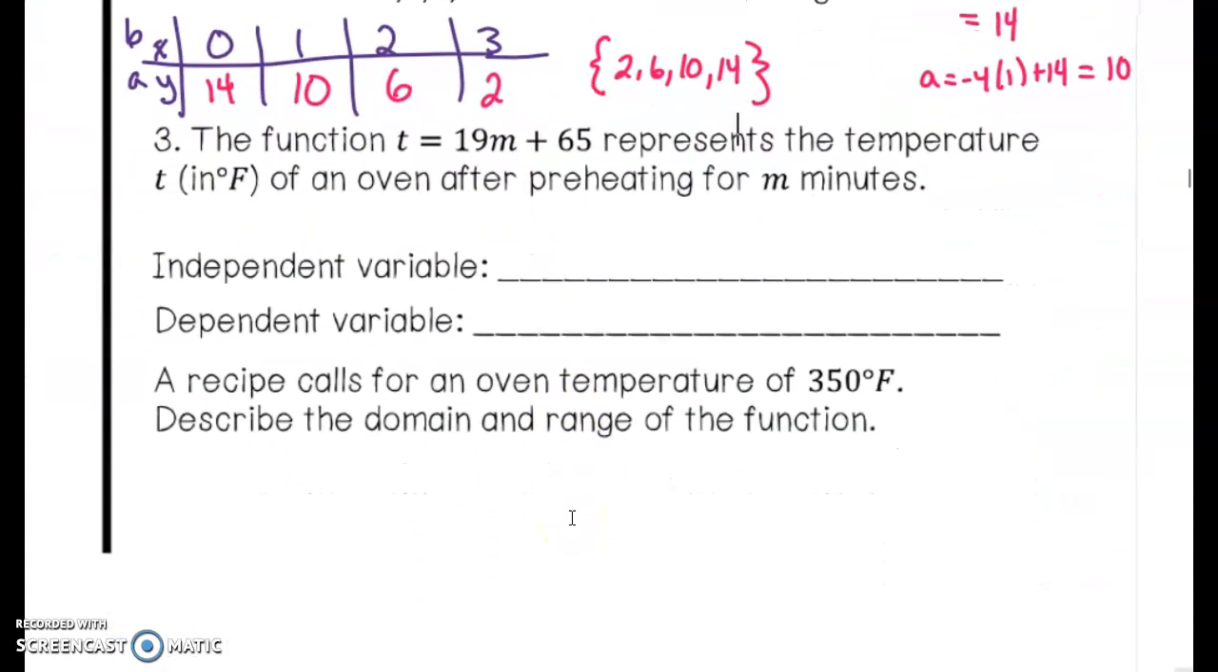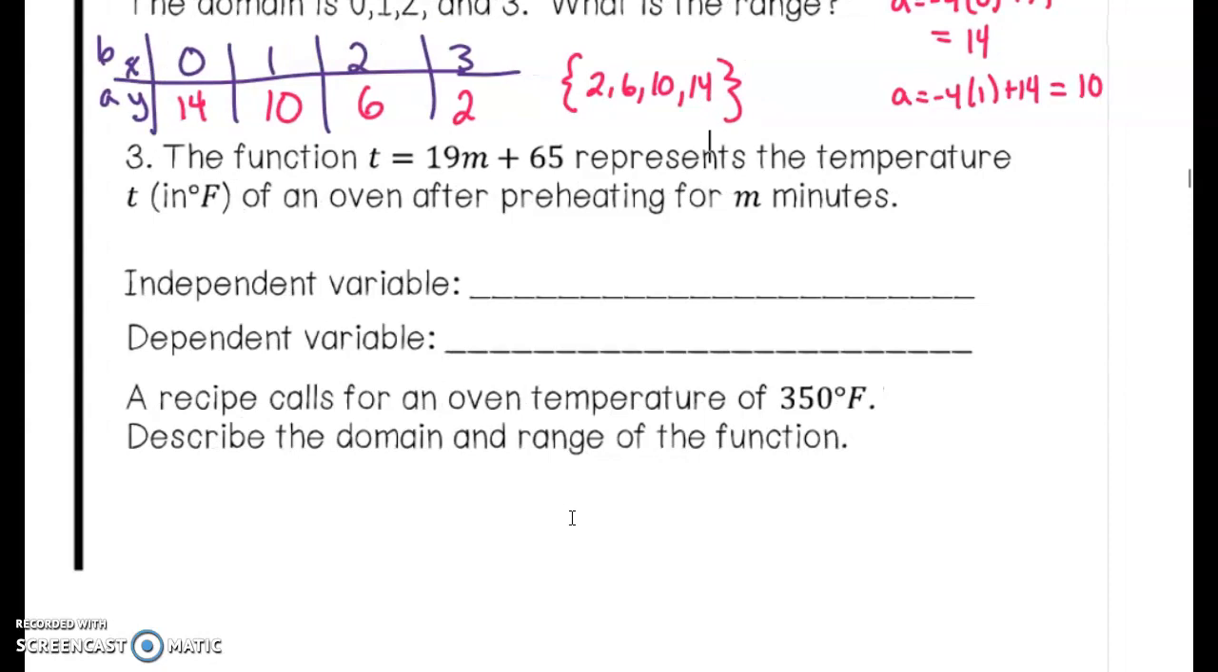Okay, so then we have one more here just to practice it again. So the function T equals 19M plus 65 represents the temperature. So T is the temperature in degrees Fahrenheit of the oven after it started preheating. And M is the number of minutes it has been preheating.